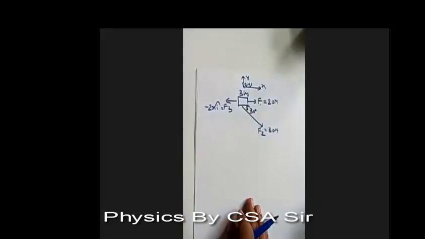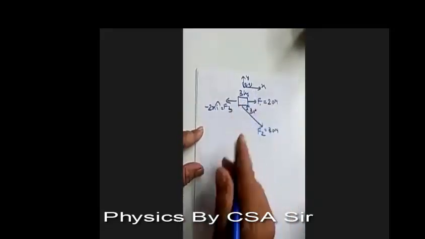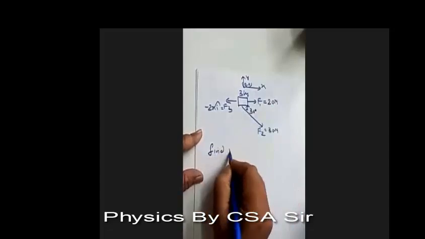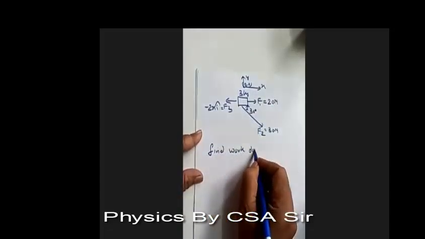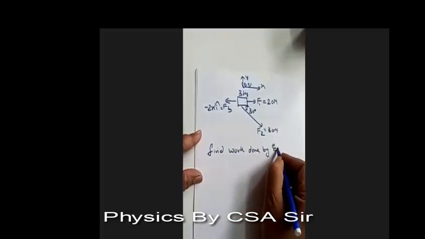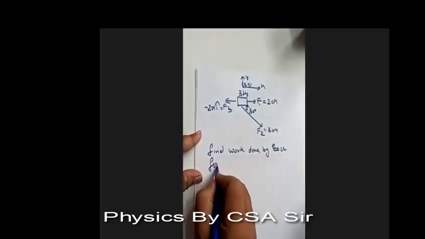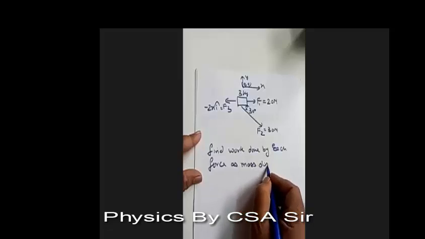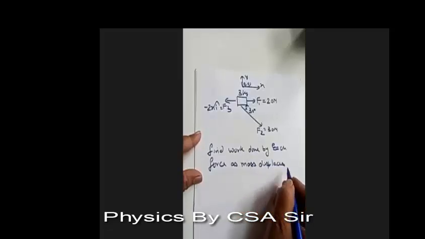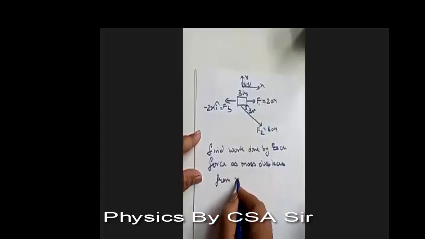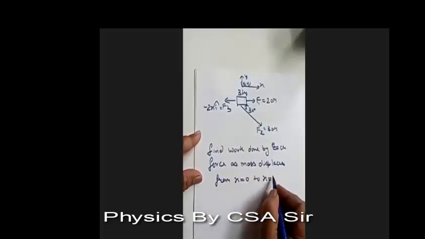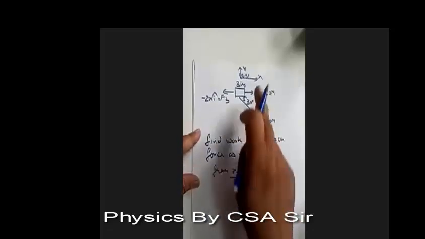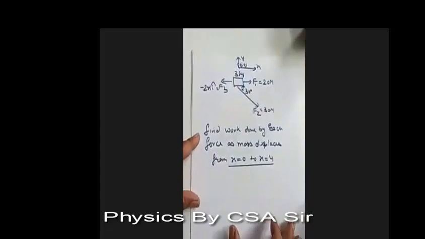Okay. Now this mass here is displaced along the x-axis. The question is: find the work done by each force as the mass displaces from x equals 0 to x equals 4. ठीक है बेटा? तो जब x equals 0 से x equals 4 जाएगा तो हर फोर्स कितना वर्क करेगा? Mass is only moving in the x direction. ठीक भाई, चलो let's calculate.